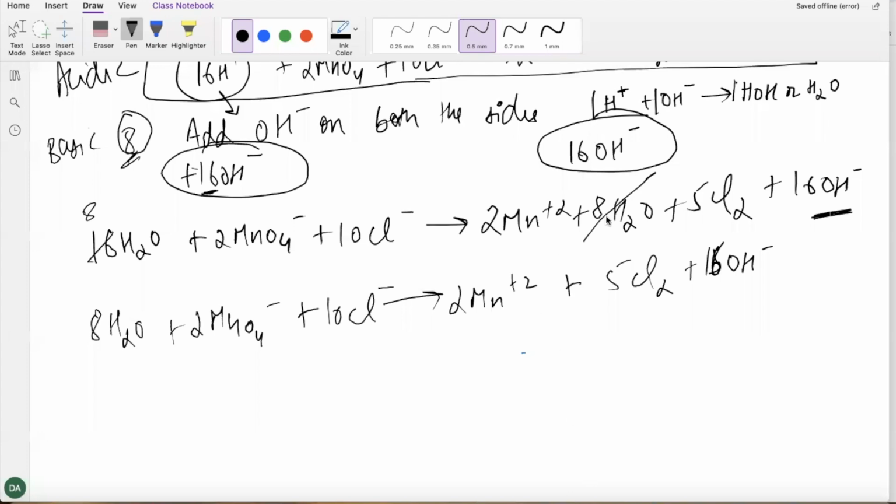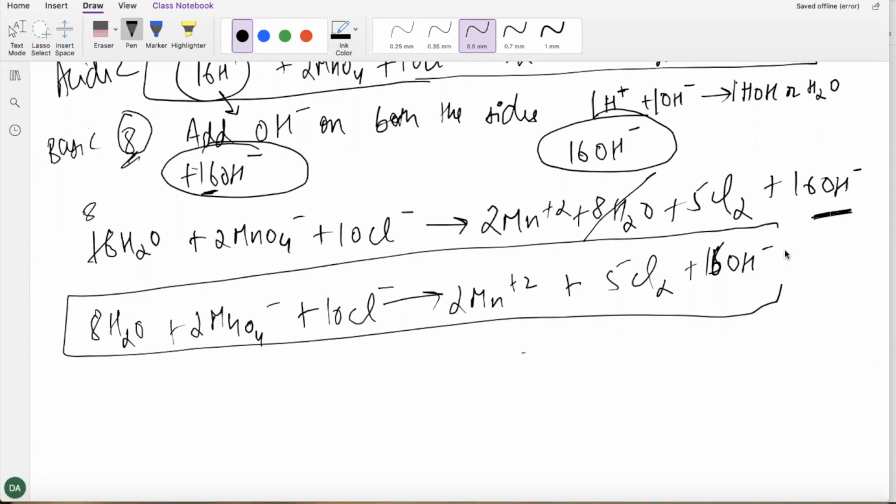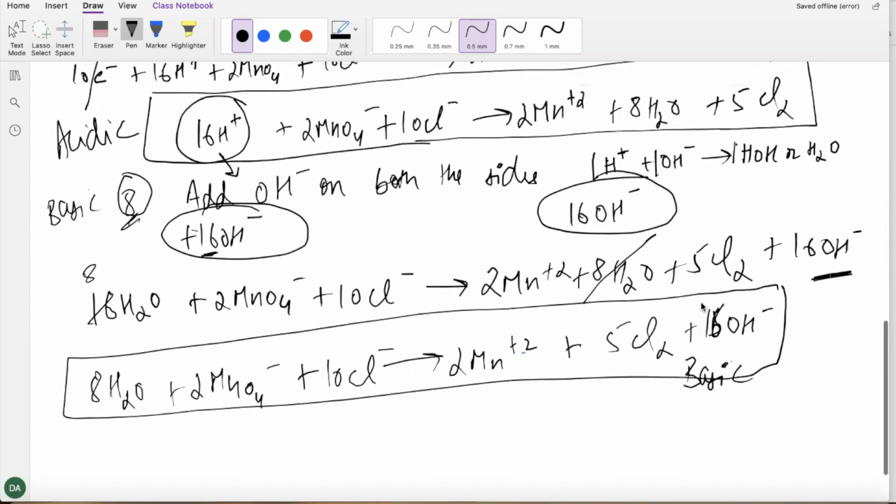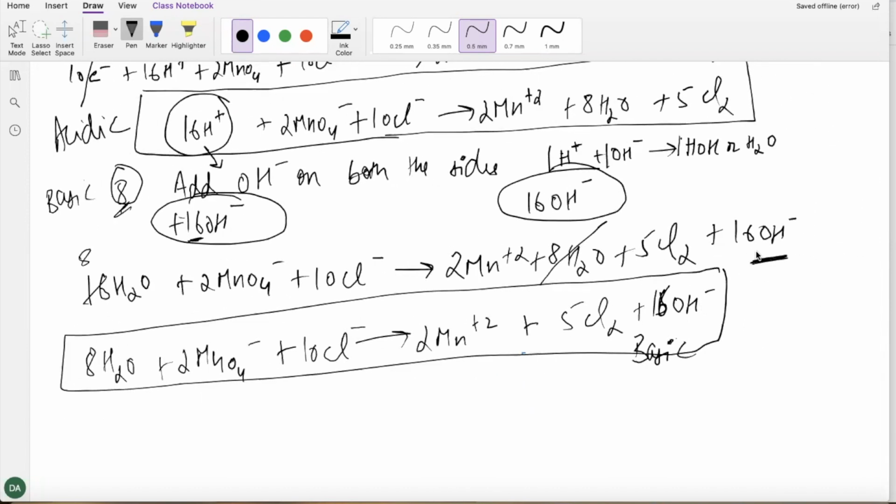Questions, guys? So guys, this solution is now what? This is basic because of that OH minus. So if the question said basic solution, do all the acidic steps and then add those 2 steps at the end to make it basic.